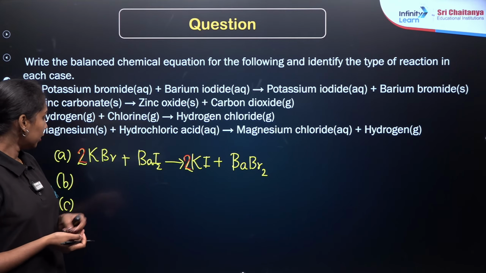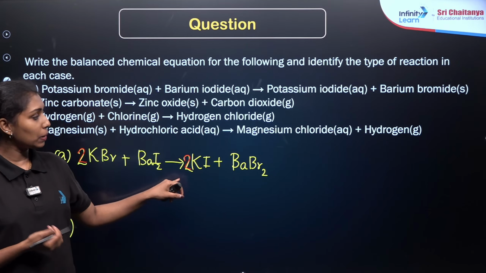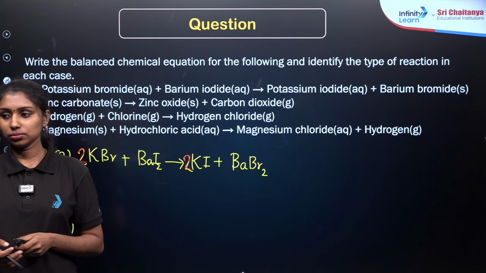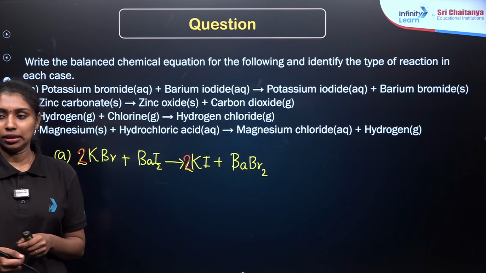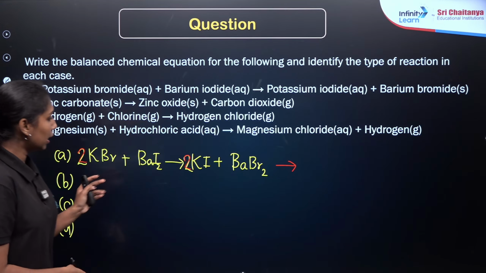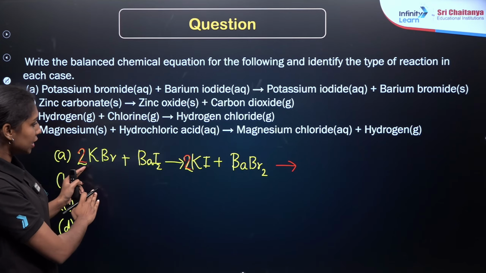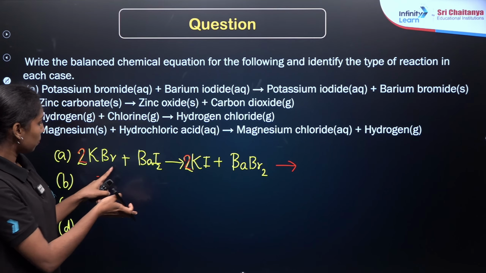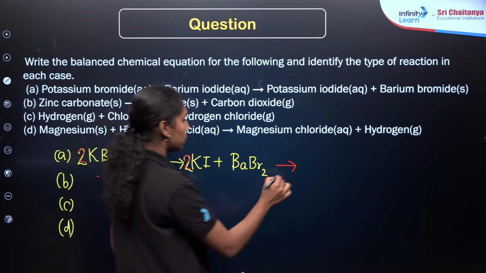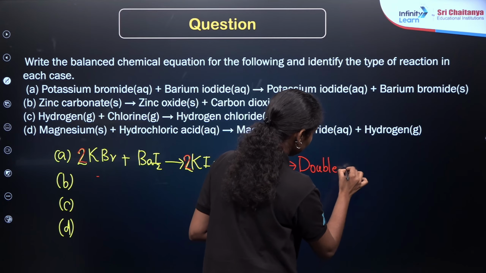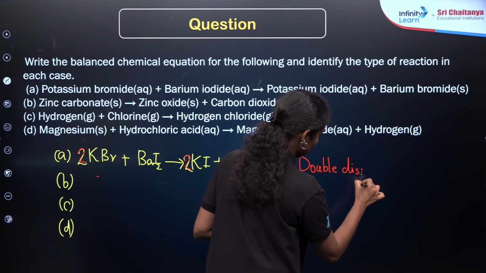Yes, Durgesh, you are correct. 2 KBr plus BaI2 gives 2 KI plus BaBr2. Which type of reaction it is? So what you are observing here, barium can displace the potassium and potassium can displace the bromine also, right? So this is a double displacement reaction. Two displacements are happening here, right? So this is a double displacement reaction.